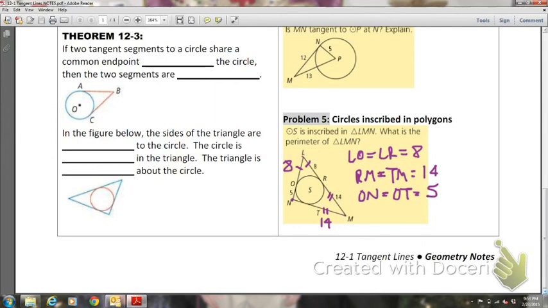So for the perimeter of this, we're going to add the 8 and the 8 together is 16, the 14 and the 14 is 28, and the 5 and the 5 is 10. So if we add all those together, the perimeter of the triangle is 54.